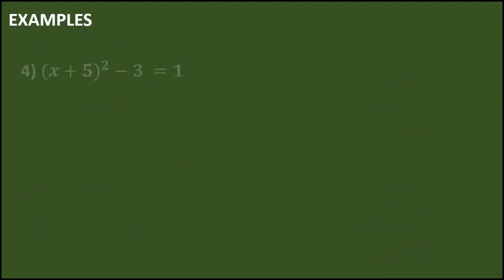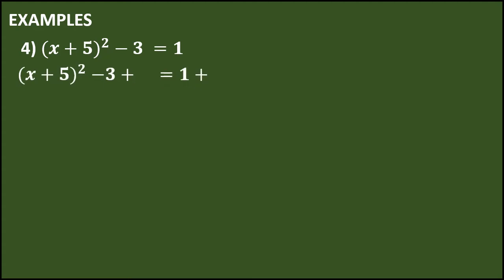Let us have number 4. Quantity x plus 5 quantity squared minus 3 equals 1. The first thing that we have to do is place negative 3 on the right side of the equation using the additive inverse. The additive inverse of negative 3 is positive 3. So we are going to add positive 3 on both sides of the equation. Negative 3 and positive 3 is equal to 0, so we can cancel this. Our new equation will become quantity x plus 5 quantity squared equals 4, because 1 plus 3 is 4.